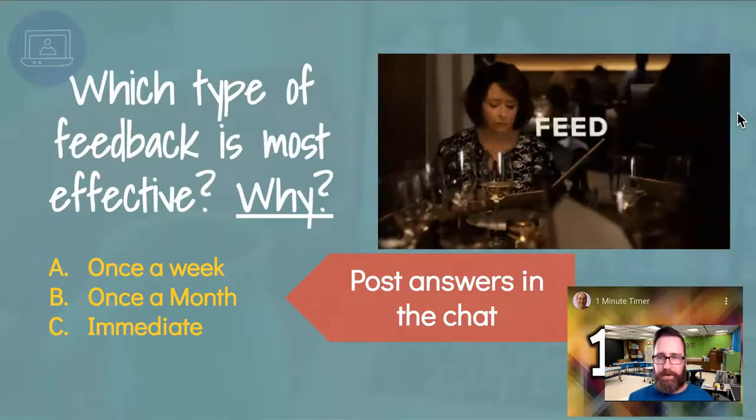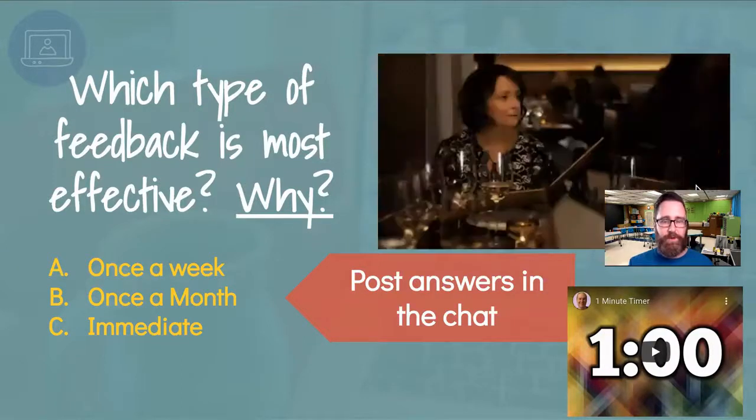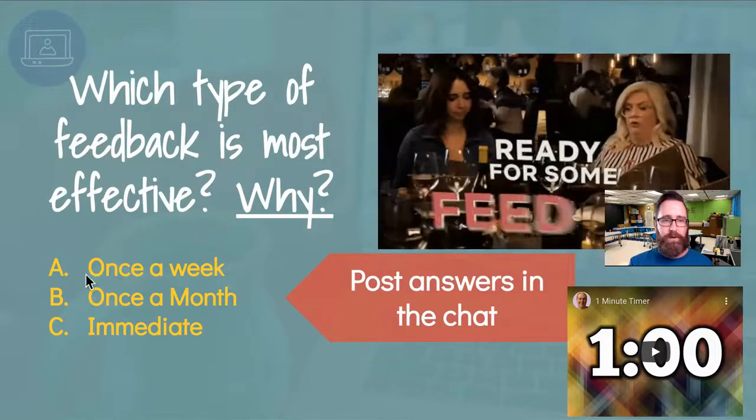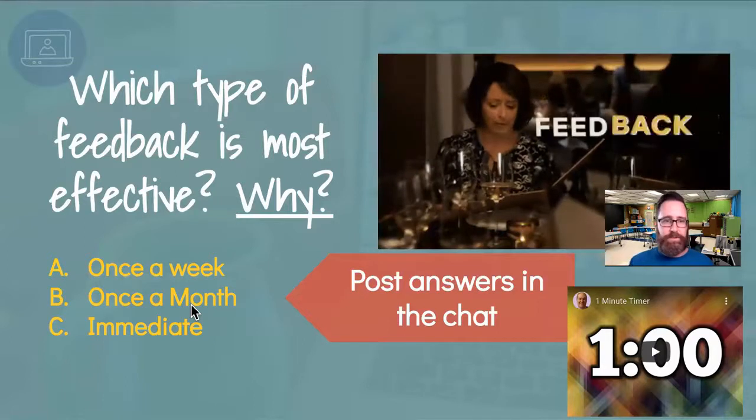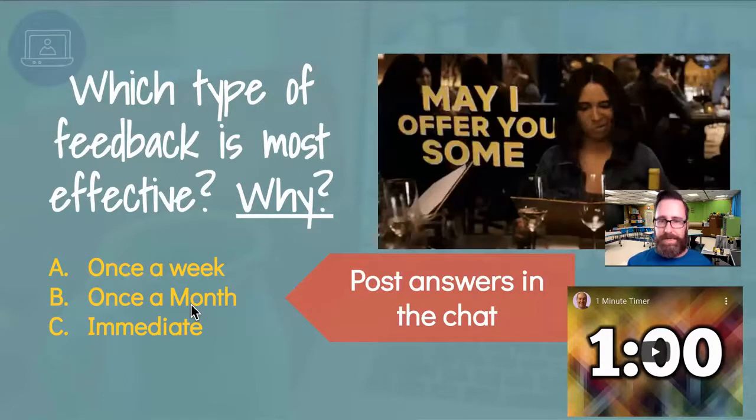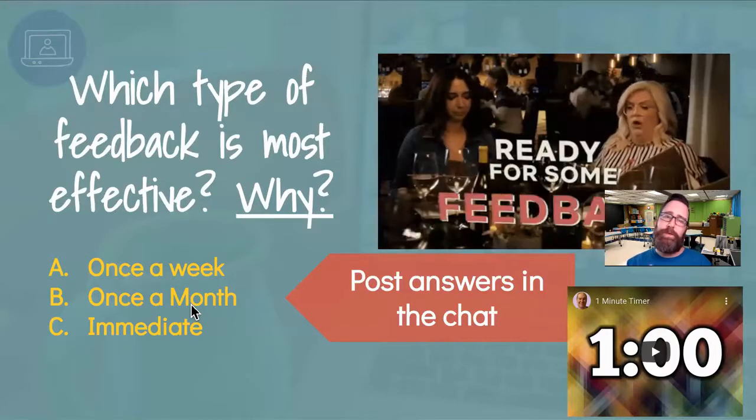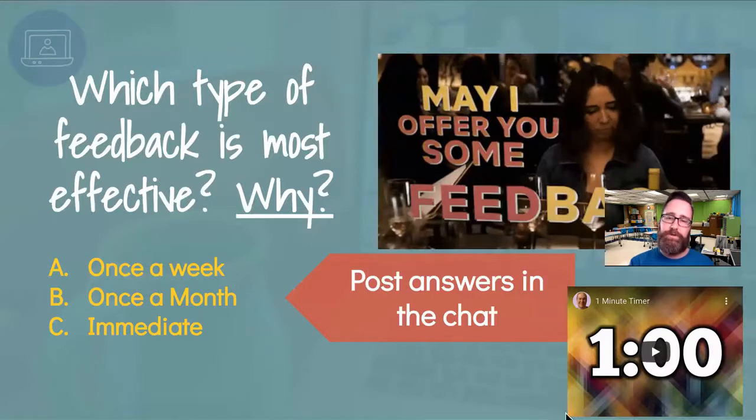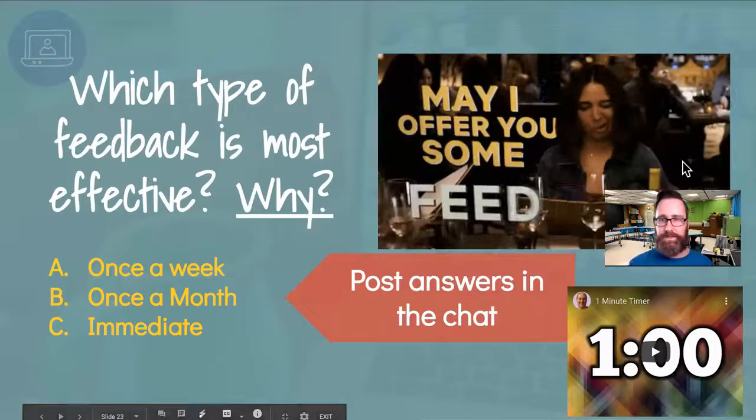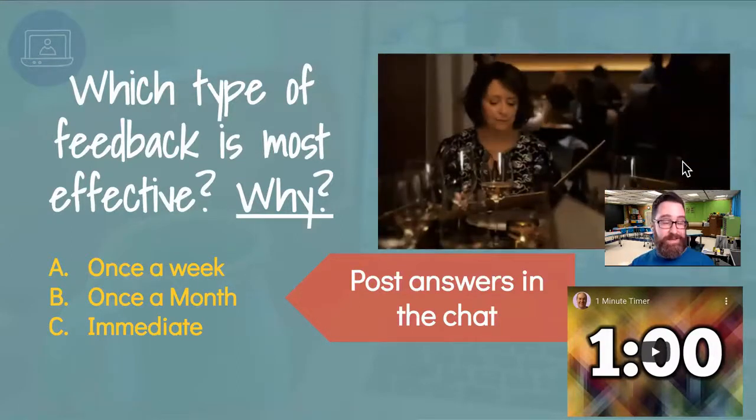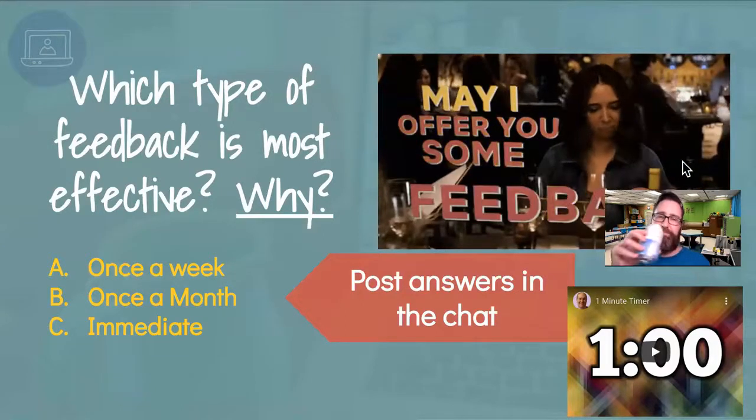And we were talking about feedback earlier in this session. So which type of feedback is most helpful, is most effective, and why? Once a week, once a month on those big old long reports that it takes a month to look through and grade, or immediate? Post your idea in the chat. You're putting which type of feedback is most effective and why. So drop that in the chat. And so far, Laura says C. And if you're choosing C, now you're going to say why. Why is C most effective? Drop that in the chat.